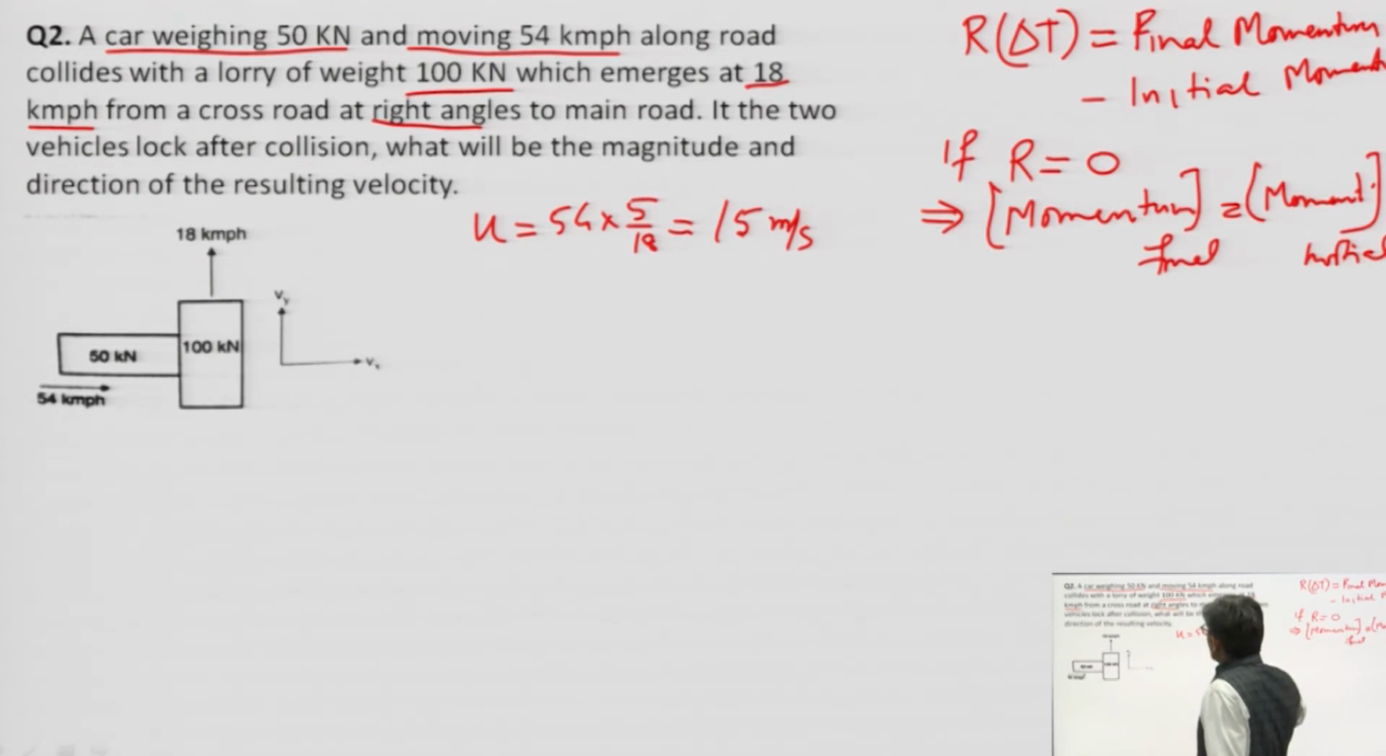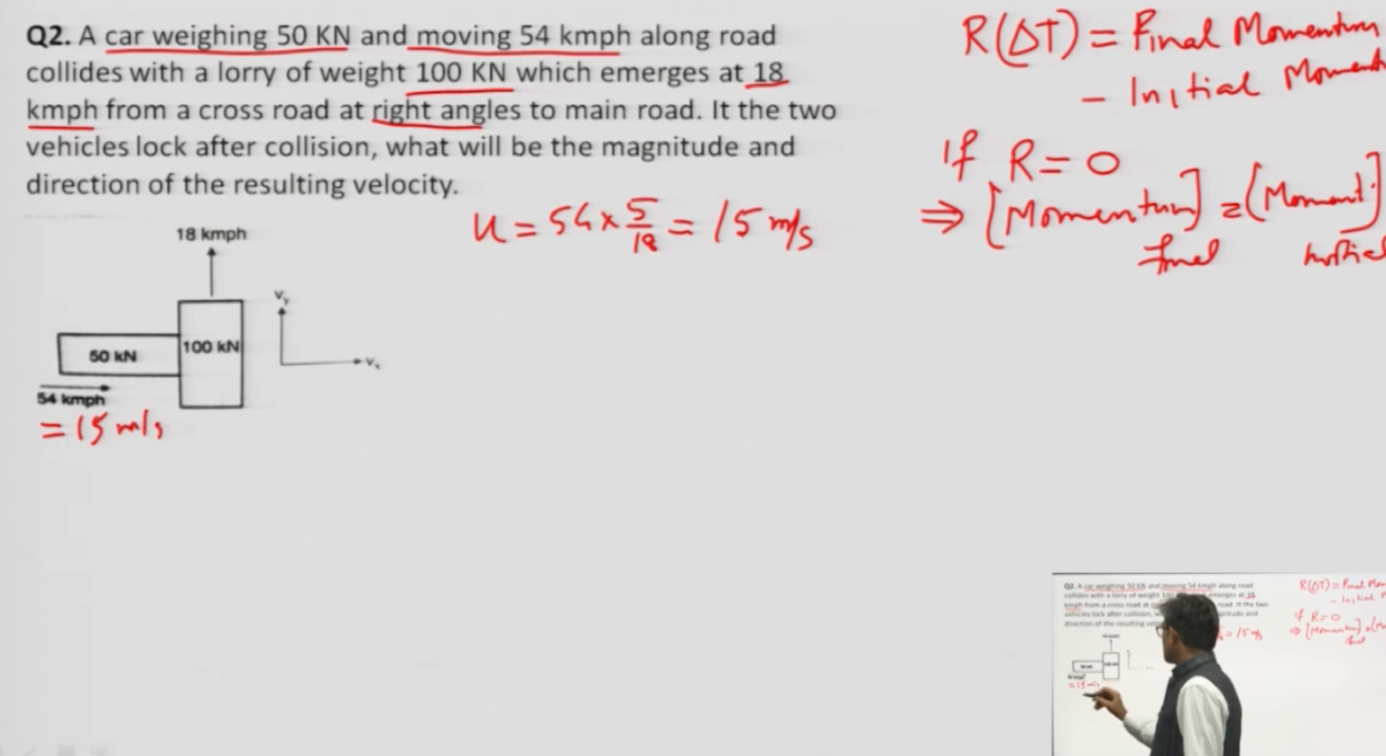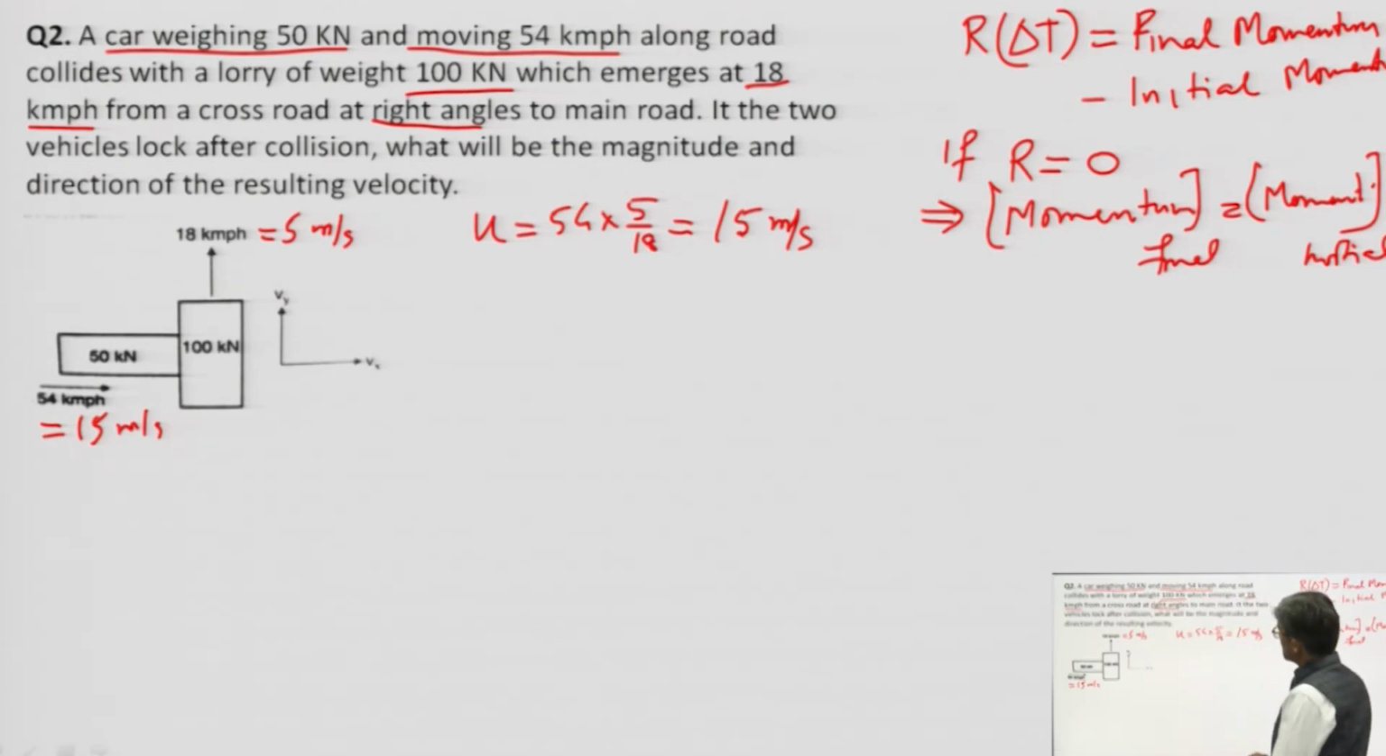What do we need to calculate here? The two vehicles lock after collision, what will be the magnitude and direction of the resulting velocity? After merging with each other, we need to find the final velocity. In meter per second, how much is it? It is 15 meter per second, and 18 kilometer per hour, times 5 by 18, means it is 5 meter per second. So, we will apply momentum initial equals final.